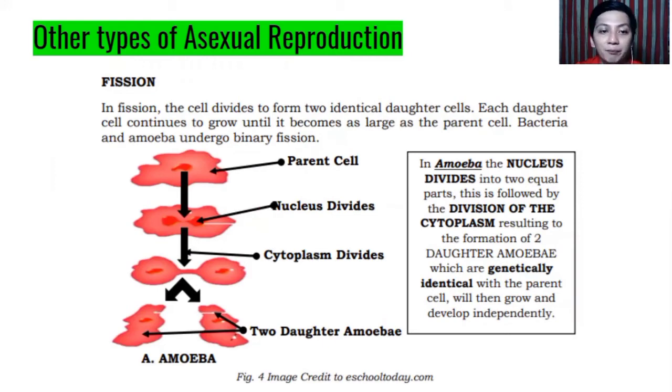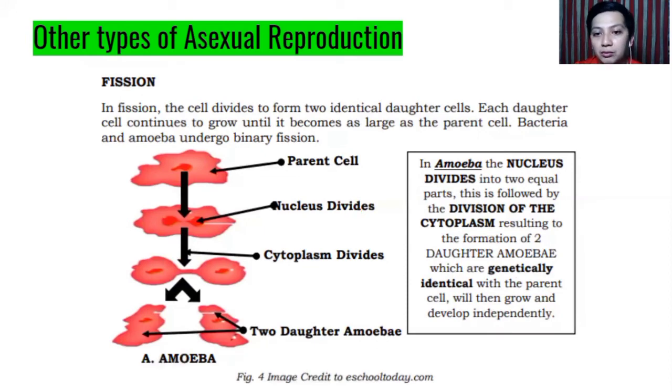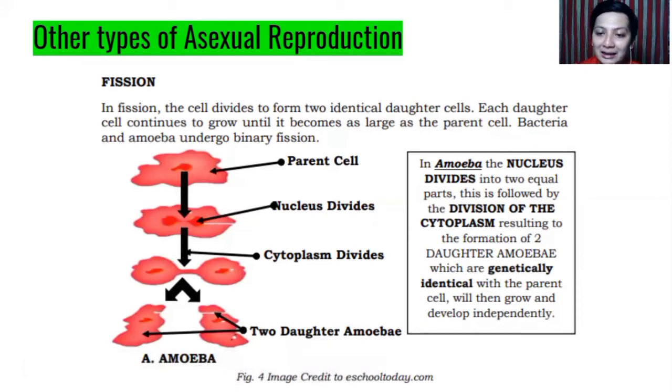So bacteria and amoeba undergo binary fission. So this is the parent cell, nucleus divides, cytoplasm divides, then two daughter amoebae, ito na yung part kung saan they are already split from one another. Then in amoeba, the nucleus divides into two equal parts. This is followed by the division of the cytoplasm, resulting in two daughter amoebae, which are genetically identical with the parent.